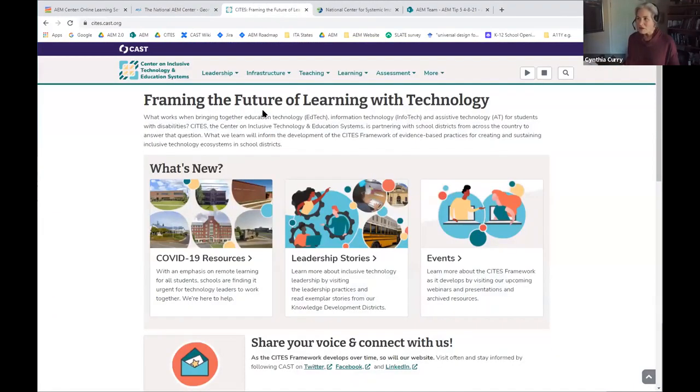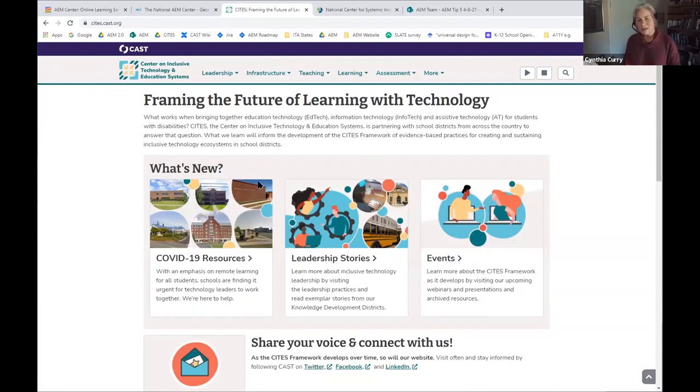Also wanted to share with you our sister project at CAST, CITES, the Center on Inclusive Technology and Education Systems. And CITES, like the AEM Center, is funded through the Office of Special Education Programs. CITES is a little bit different from the AEM Center because it shares a mission in increasing the accessibility of the curriculum for students with disabilities. But CITES works specifically with a cohort of 7 districts.